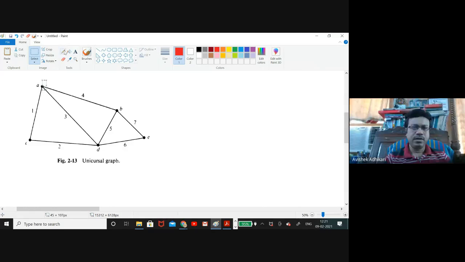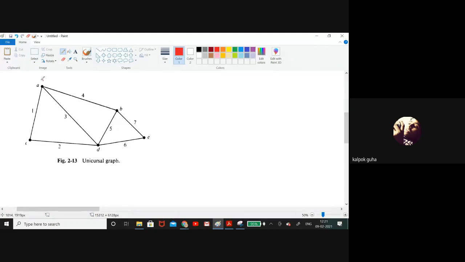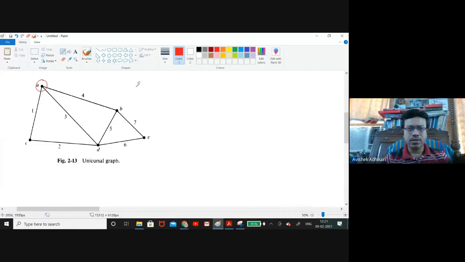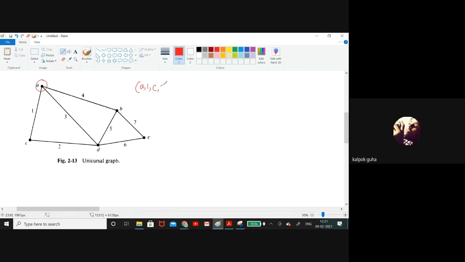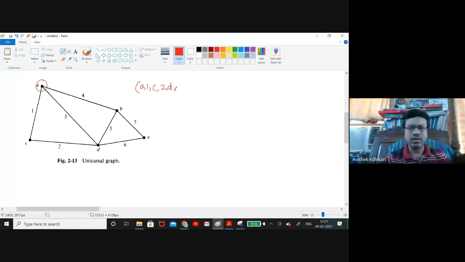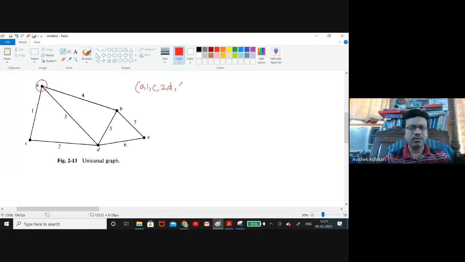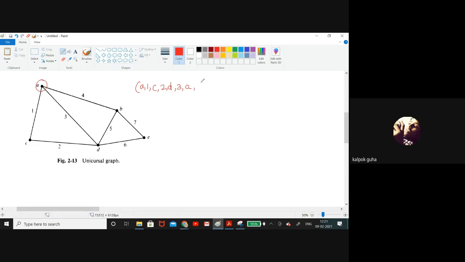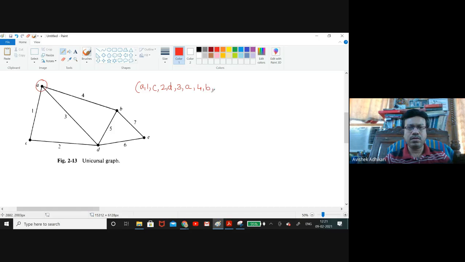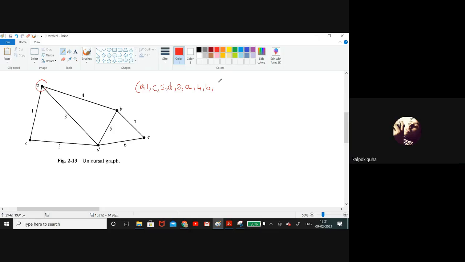Yes, sir. We go from A to C. Then from C we go to D. Then we come back to A through edge 3. Then we go to B using edge 4. Then we come to D using edge 5.